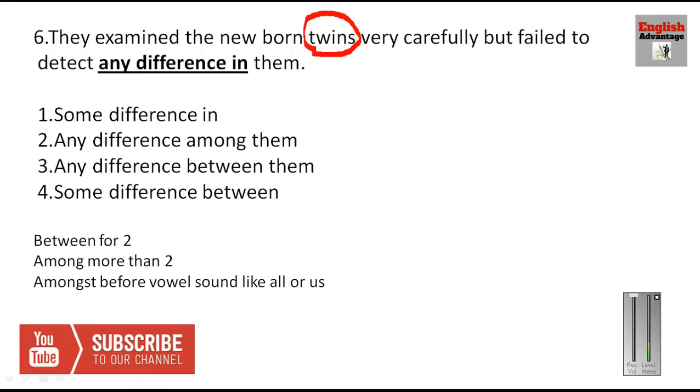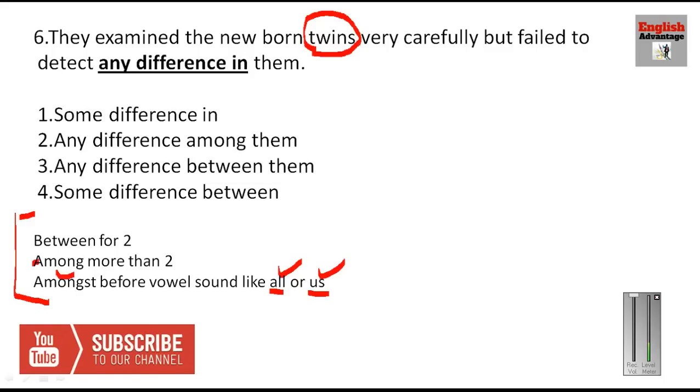Twins means two. So when two objects are being talked about, we always use "between," and for more than two objects we use "among." I have given this explanation here. Between is used for two, among is used for more than two, and amongst is used before a vowel sound like "all" and "us," because these have the vowel sound. So before these words we use amongst.